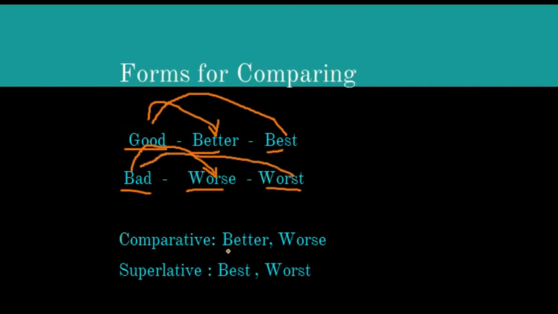Comparative form of good is better and comparative form of bad is worse. Superlative form of good is best. Superlative form of bad is worst.